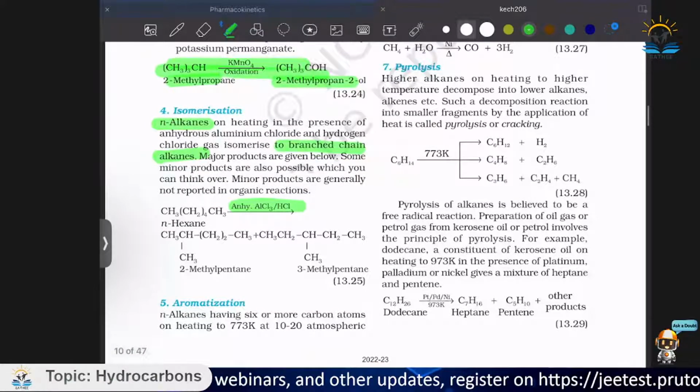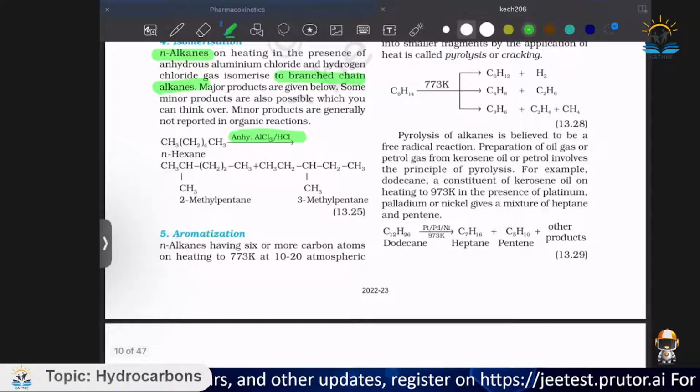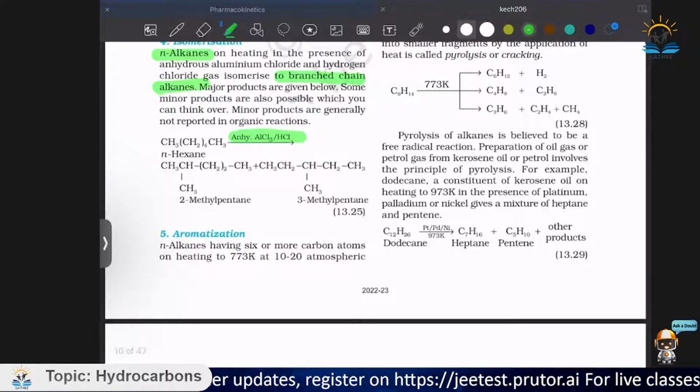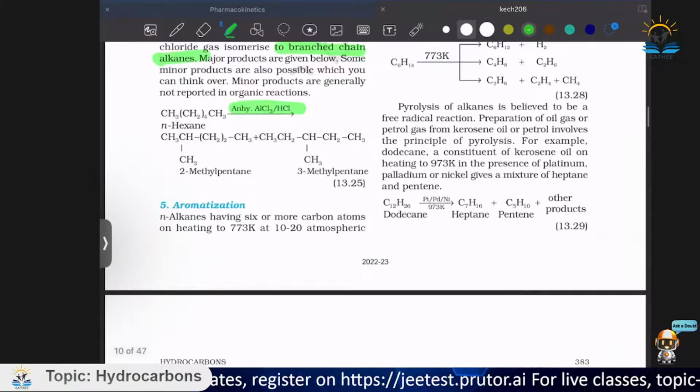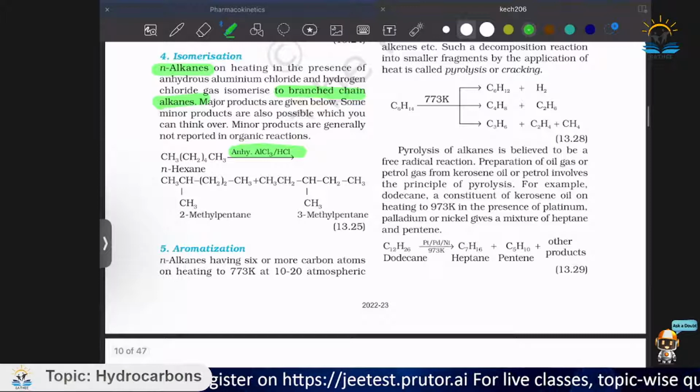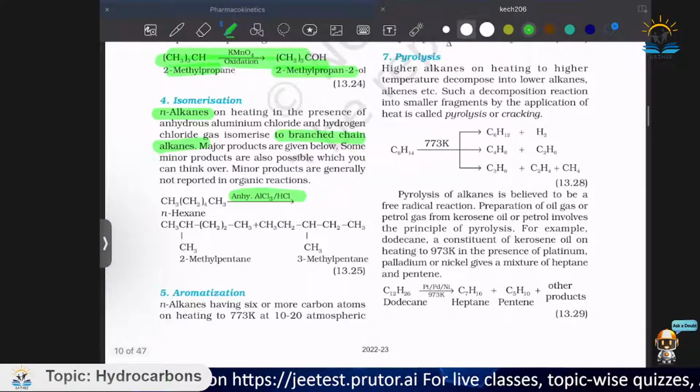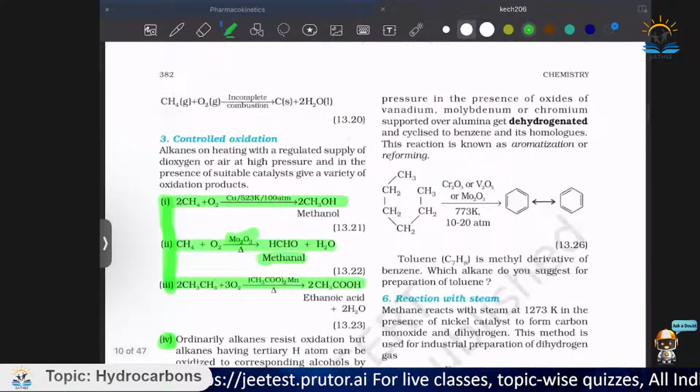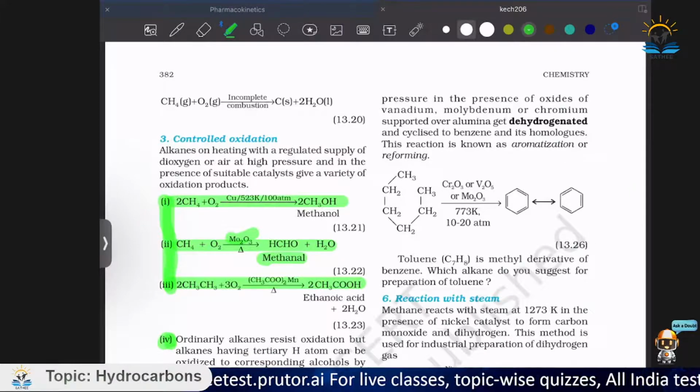Aromatization. Alkanes having this, how do you convert them to benzene? So yeah, the catalysts are given. If they have 6 or more carbons, you can make a benzene out of it. I'm just brushing up. You need to study this beforehand.